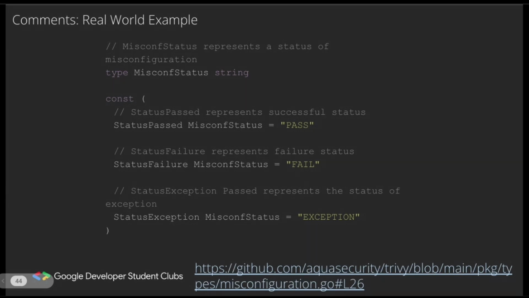And this is an example of a status configuration enum that they have in their code base. And you can see that each of these things has a very specific commenting style, where the name is the first part. And then after that, we have a short description of what it is.